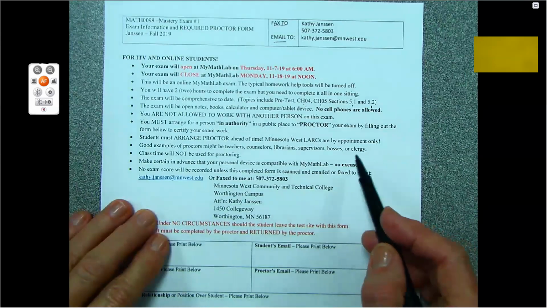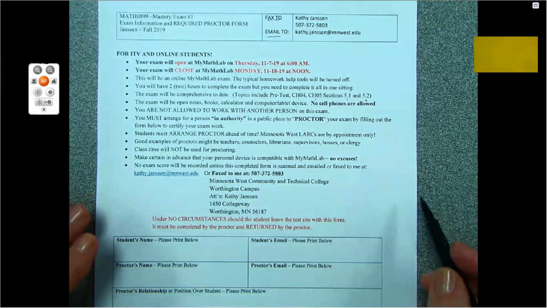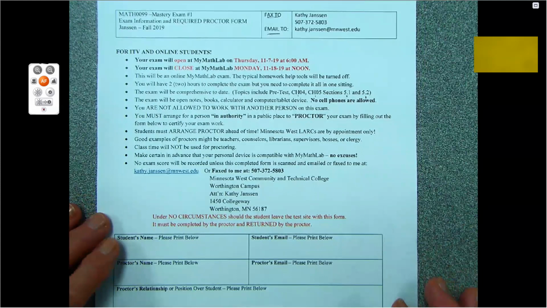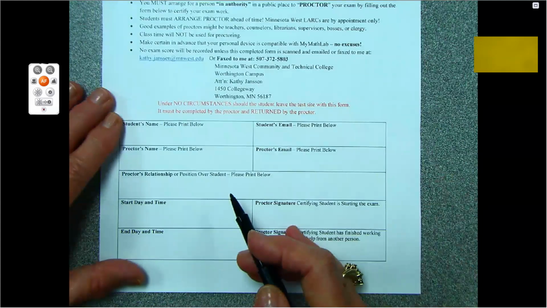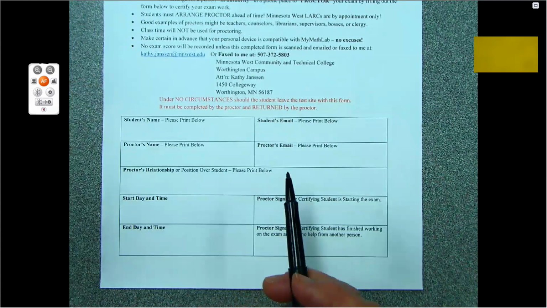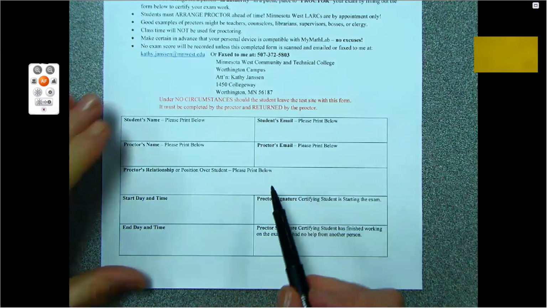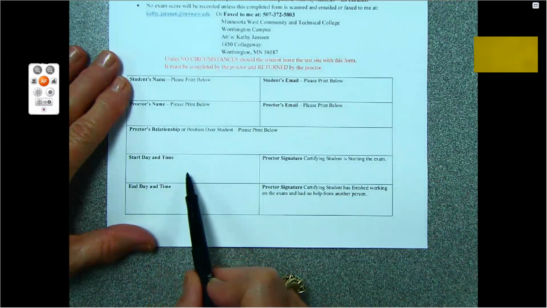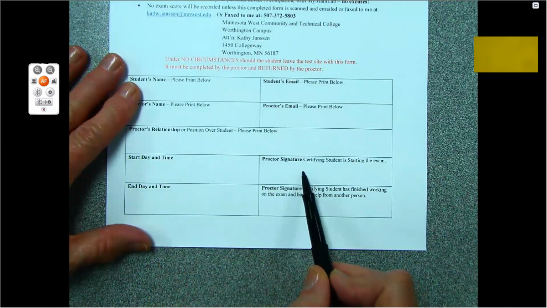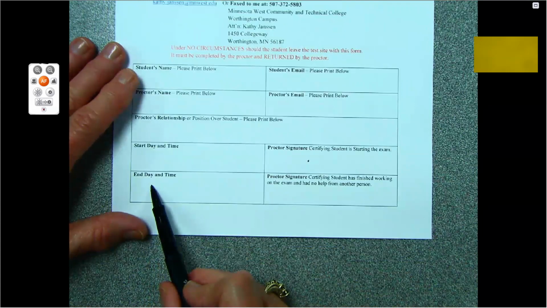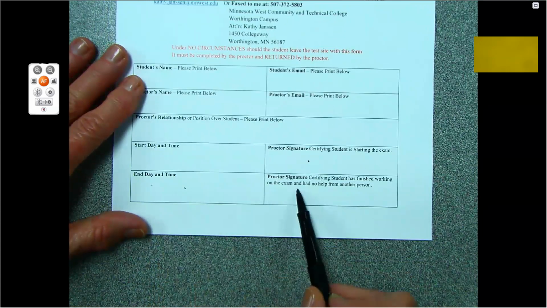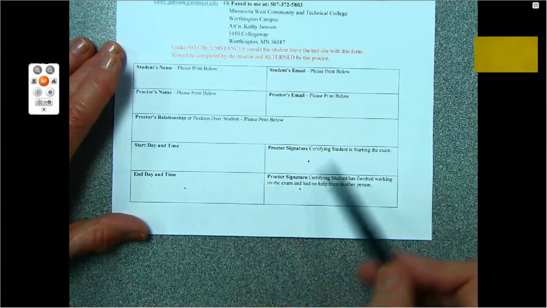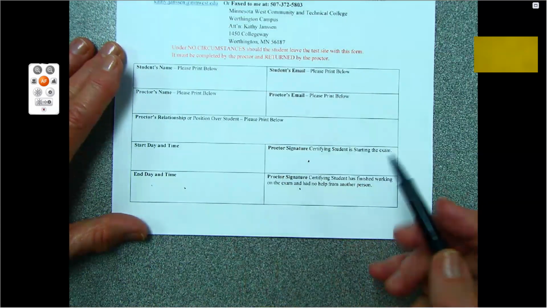If you're choosing some proctor as an authority in the community, make sure you give them lead time to make your appointment. So it could be any teacher? Any teacher, yep, any coach, any supervisor. The start date and time needs to be entered by your proctor. They need to sign off. And the end day and the end time needs to be filled in and signed by your proctor. If this is not completed or not turned in to me, it's a 0.